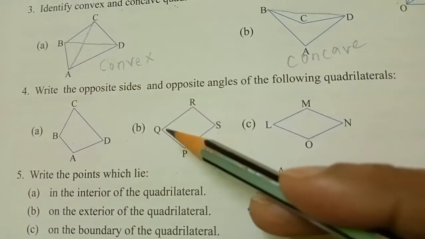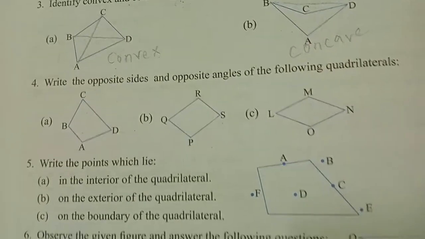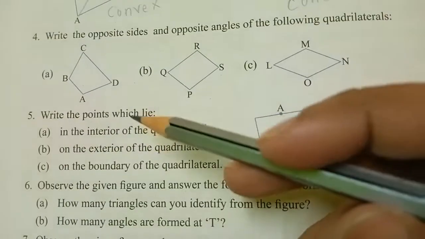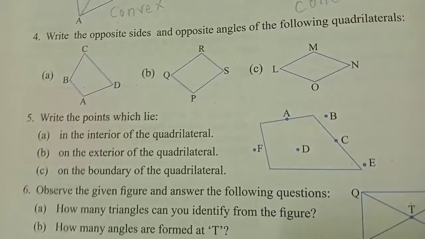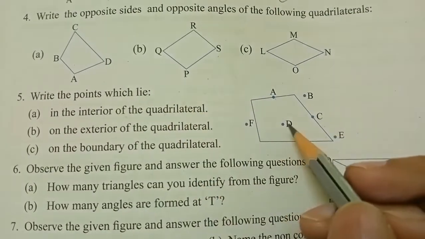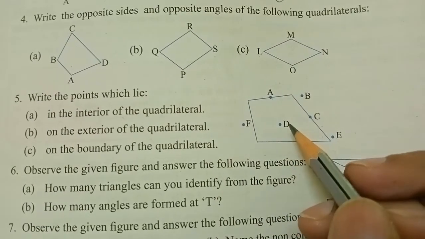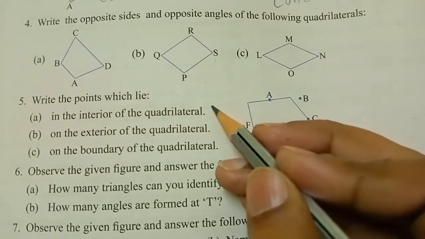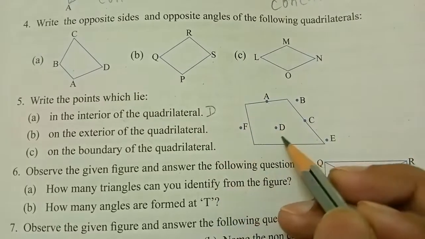So this question number 4, B and C are your homework. Now let us do question number 5. Write the points which lie. So what points are in the interior of the quadrilateral? Very easy. Interior of the quadrilateral means inside the quadrilateral. So only point D is inside the quadrilateral. So you have to write point D.